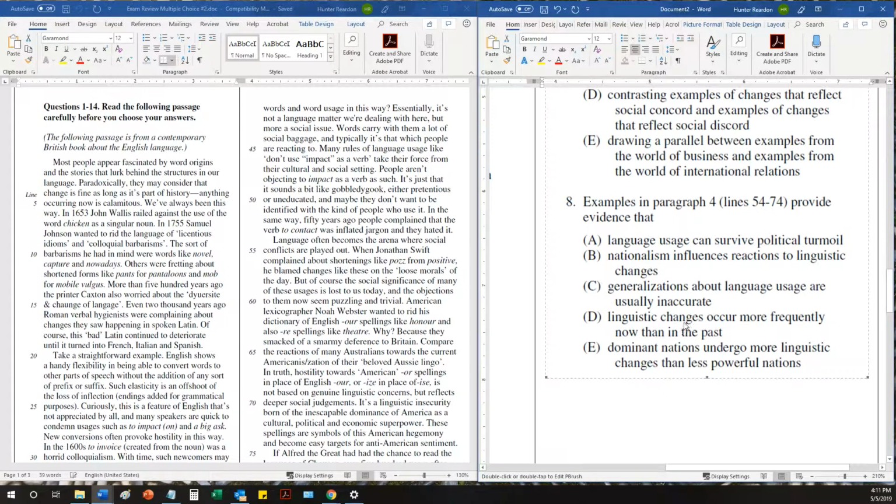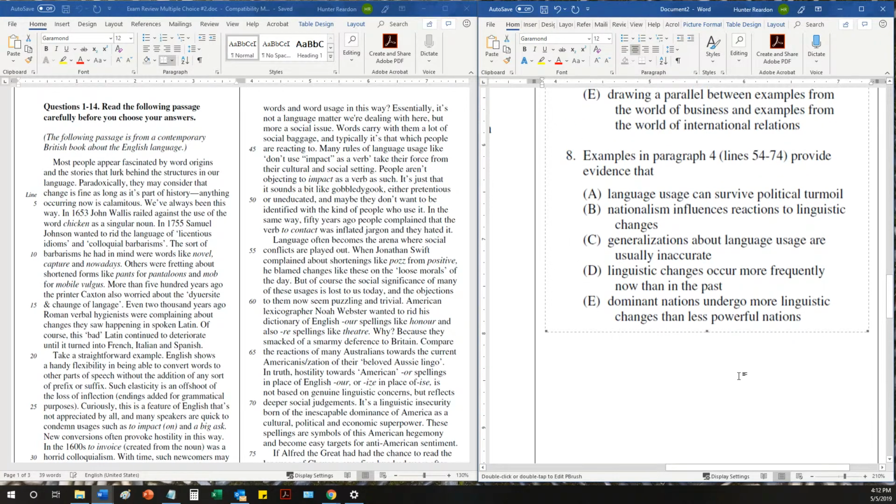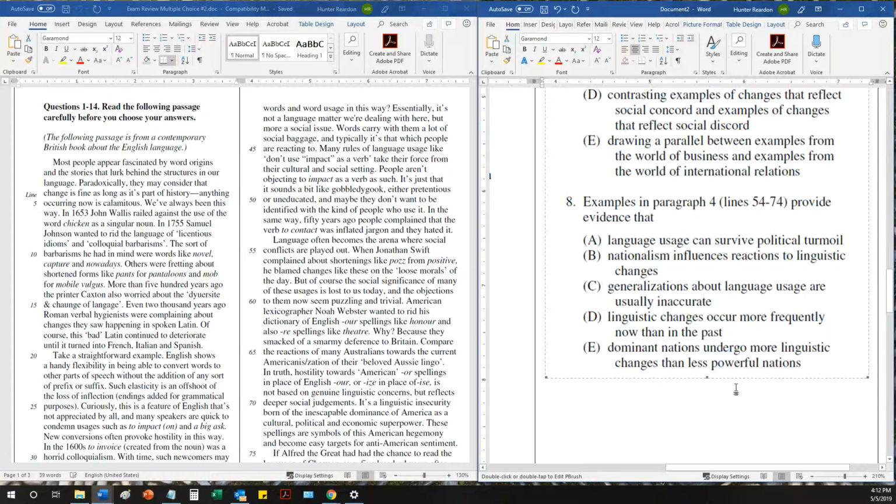rein them in. And then E, dominant nations undergo more linguistic change than powerful nations, implies the opposite of what lines 54 to 74 imply, that the more powerful nations often force linguistic change on less powerful ones. That's not true at all. Right, so clearly our answer B, nationalism influences the reactions to linguistic changes, is the correct one.